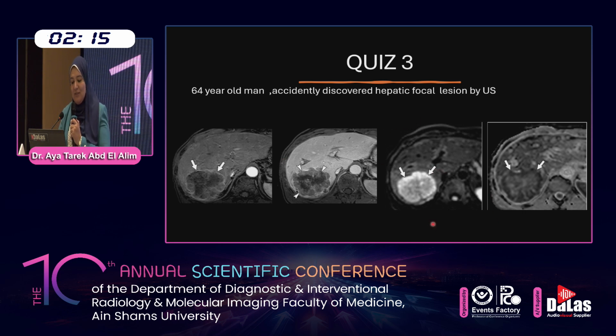What do you think? It's a 64-year-old male, accidentally discovered hepatic focal lesion by ultrasound. It's a typical appearance. What do you think? It's cholangio. Cholangio can have arterial enhancement, and this is the target. Look, this is the target, diffusion restriction in the periphery. It's very characteristic for cholangio, with arterial enhancement and gradual filling in.